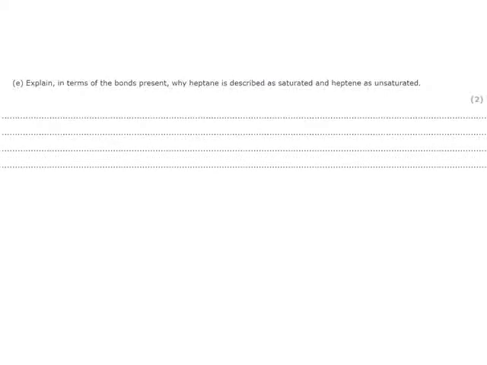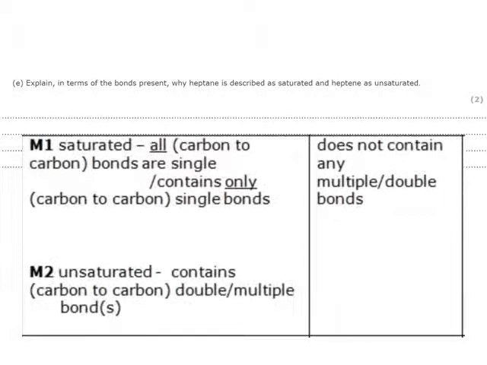Okay, again, give yourself 2 minutes for this one. You may want to scribble some stuff down. Okay, the answer for this. So heptane is saturated because it contains single bonds only, and heptene is unsaturated because it's got a double bond. Now here, some students say instead of saying a double bond, they say because it contains 2 bonds. Now 2 bonds could be 2 single bonds. You have to say a double bond.